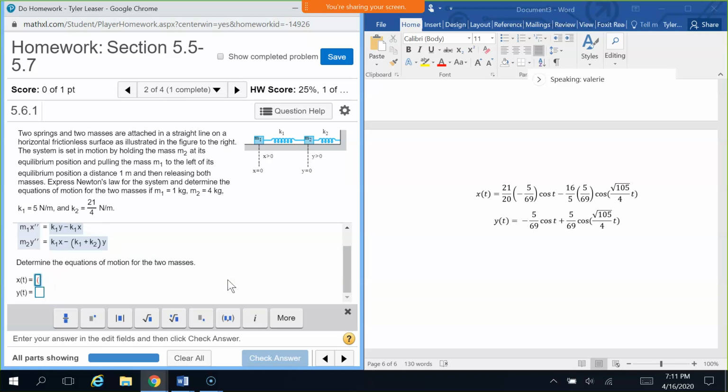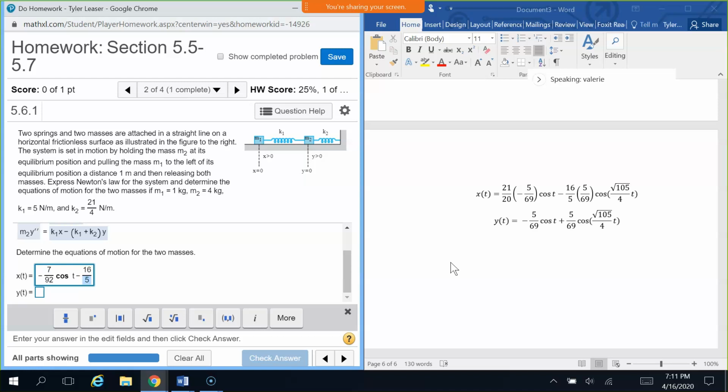The first one is negative 16 over 5. Really? For that? Yeah, that doesn't look right. No, I'm sorry, negative 7 over 92. My bad. Negative 7 over 92. Okay. That one's on cosine t. Yeah, you're right. And then the second one is negative 16 over 5. No, the 5's cancel. Negative 16 over 59. I'm sorry, I'm looking at my calculator wrong. Okay. My bad. It's okay. All right, so double check, make sure I type that one in right.